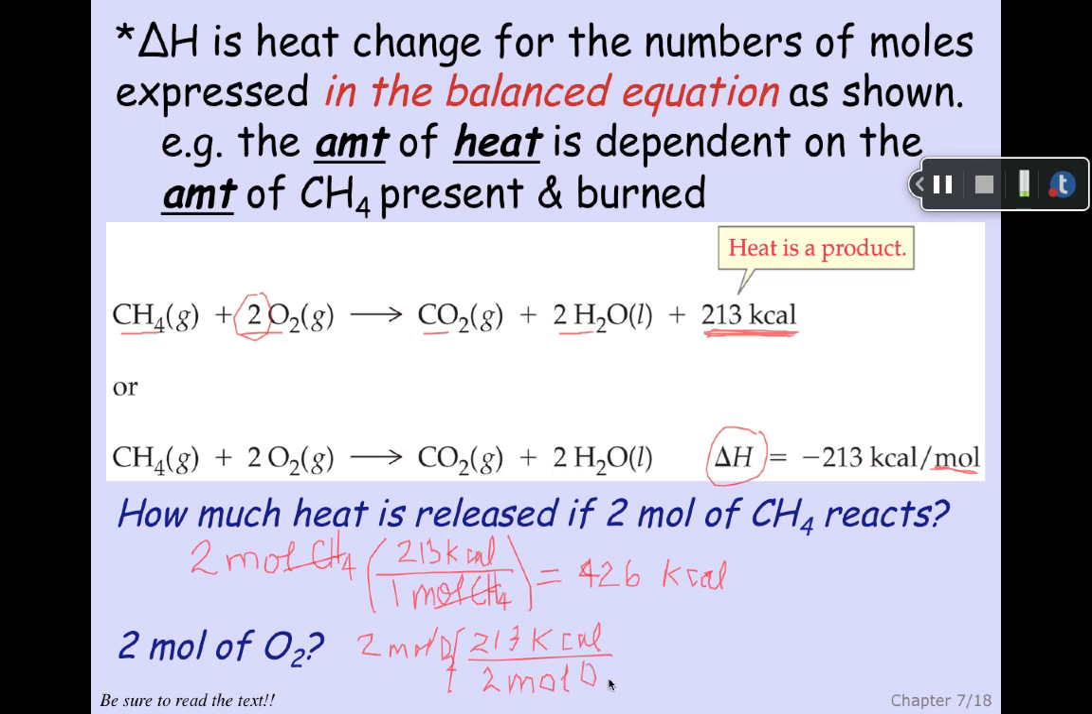And if you want to be complete, you finish writing it down, but the moles of oxygen and the value of 2 will cancel out, and the answer is simply 213 kilocalories for 2 moles of oxygen reacting. All right, that wasn't so bad.